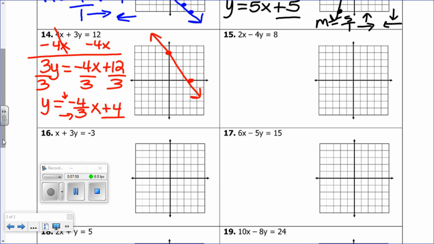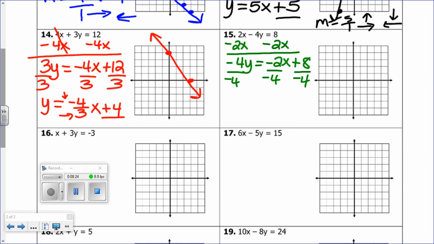And for number 15, it's not in slope-intercept form, so we need to get it there. So I'm going to subtract 2x from both sides. And then, remember, this is a minus, so I'm going to bring it down. Negative 4y equals negative 2x plus 8. And then we're going to divide everything by negative 4.